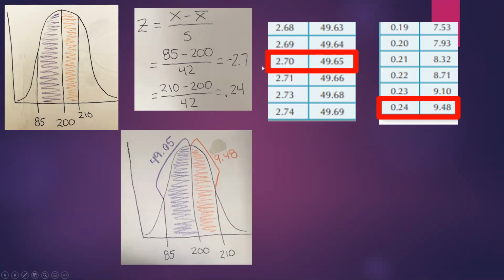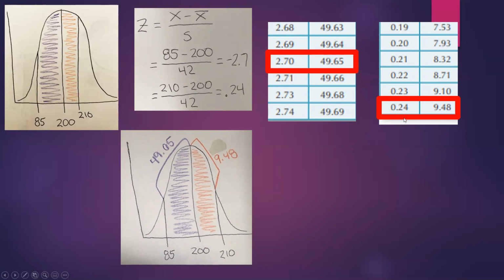Then we look at the tables in the back of the book or on the handout, find our z-score of 2.7. Remember, there's no negatives listed on the table, we just look at the absolute value. A z-score of 2.7 is 49.65% of all values between that z-score and the mean. So we know then this purple part is 49.65. Then we also have to find the area under the curve for a z-score of 0.24.